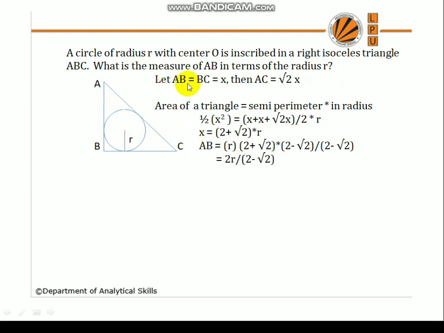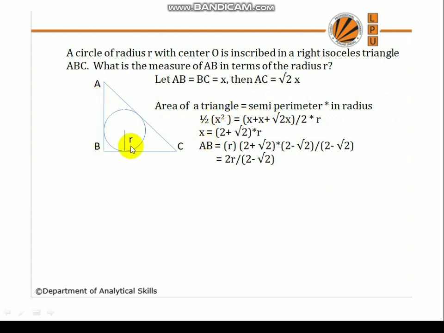Let's suppose AB equals BC equals X. Because it is isosceles, they are equal, let's take it as X. Then the hypotenuse AC will be root 2 times X using Pythagoras theorem. Therefore, the area of a triangle is semi-perimeter into inradius. This is the first concept used in the incircle. Then what is the area of a triangle here?